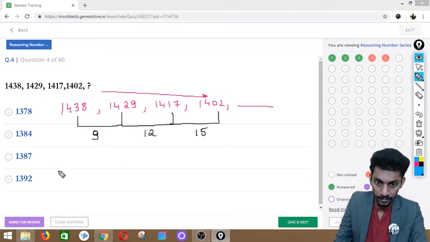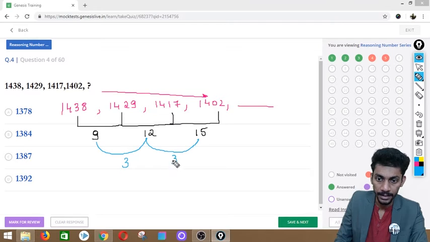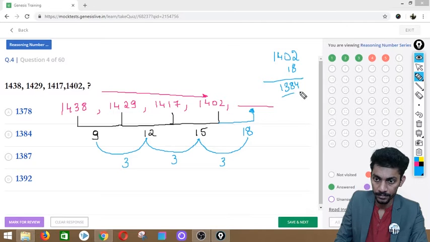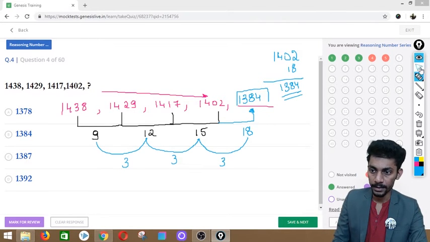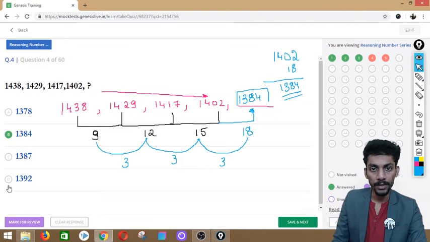Now from this, what can you do? Second difference, that is the difference between 9 and 12, it is 3. Difference between 15 and 12, that is 3. Even for the next one, there should be a difference of 3. If this should be 3, what should be here? It should be 18. Correct? So what we need to do is, we need to subtract 18 from 1402. So 1402 minus 18 is nothing but 1384. So answer is 1384. Okay, that is option B. Mark and go for next question.